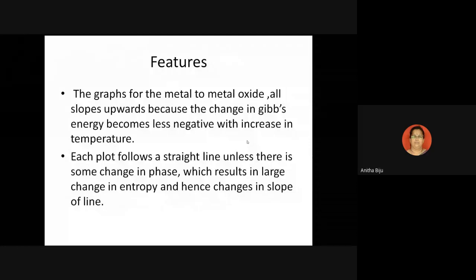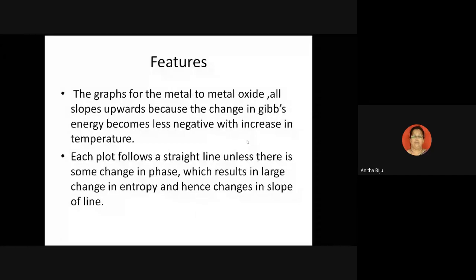The graphs for the metal to metal oxide, all slopes are in the upward direction. You can see the graph if you have the book, and last class we saw it on the screen too. In most of the cases, the slope is moving upwards because the change in Gibbs free energy becomes less negative with increase in temperature. Look at the temperature: when we move from left to right, the temperature goes on increasing.